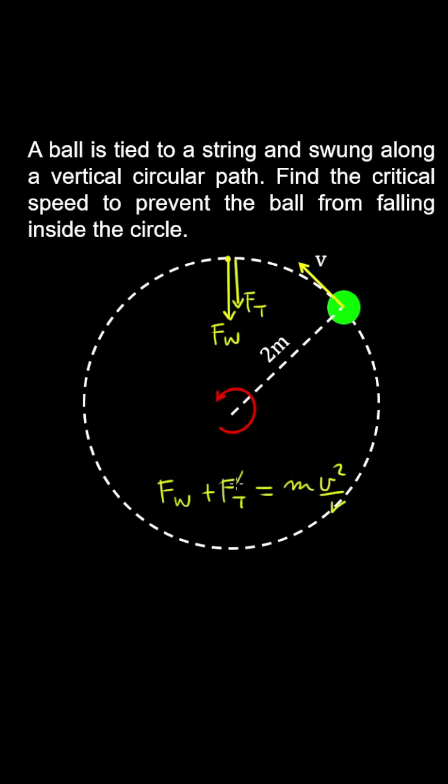And when the tension in the string is 0, we have the force of weight, which is the mass times the gravitational acceleration, equal to mv squared on r. The masses cancel, so we get v equals root gr. Calculating this out, we obtain 4.4 meters per second.